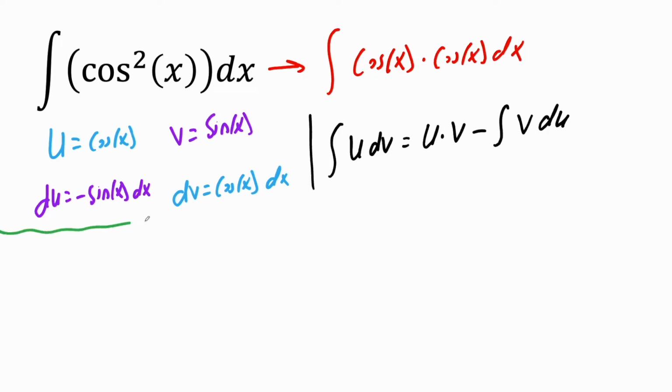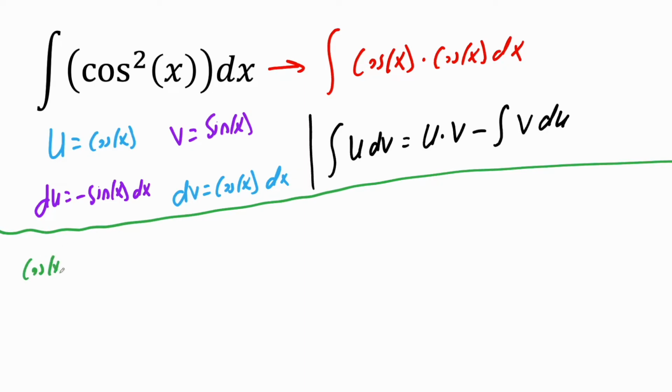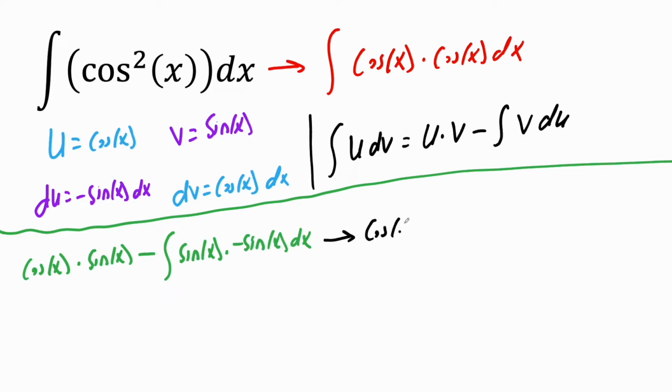Now I'm going to need a little bit more space. So u is cosine x. So at this point, all I'm doing is replacing into the formula, times v is sine x, minus the integral v is sine x times du is negative sine x dx. And so we can simplify it. We're going to get cosine(x) times sine(x). A negative times a negative is a positive, so plus the integral sine squared x dx.